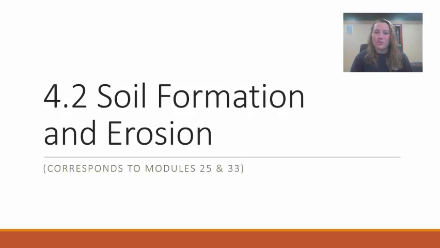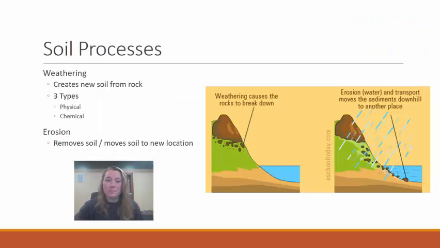In this video, we are going to talk a little bit about how soil is made and how soil moves from one location to another. There are two main processes that you need to know. The first one is weathering, and the second one is erosion. You do need to know the difference, and that these two terms do not mean the same thing. Weathering is the process that creates new soil from rock, whereas erosion takes soil that's already been made and moves it to a new location.